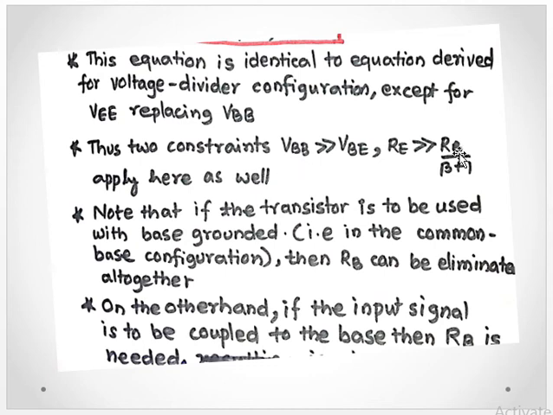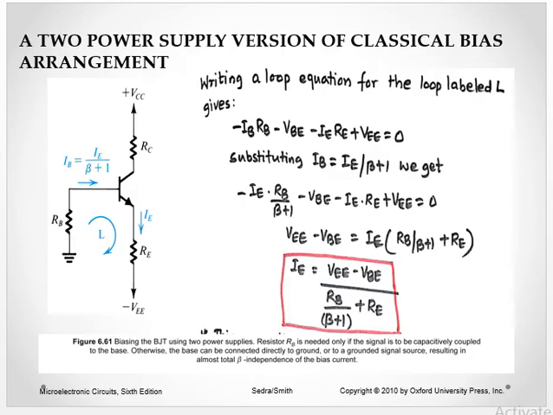So these two conditions: VBB greater than VBE, to accommodate any small variations in VBE, so we expect a large VBB value; and RE should be much greater than RB divided by beta plus 1, so that beta variations will not affect the emitter current. Similarly, these two conditions also apply to the two power supply version of the classical bias arrangement circuit.